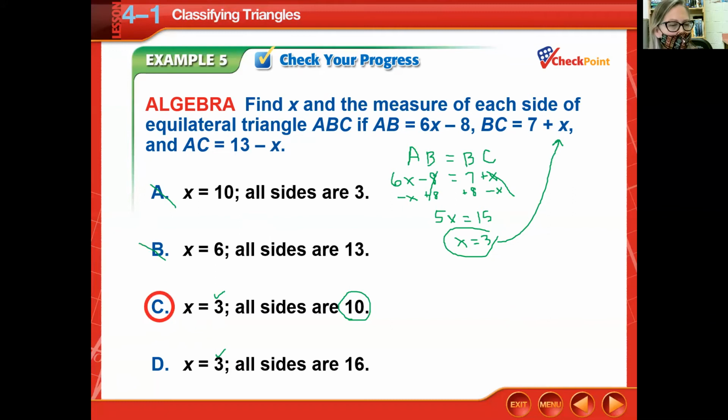And that's it. This is a pretty simple lesson. It's the first lesson of the chapter that should get you going through the homework.